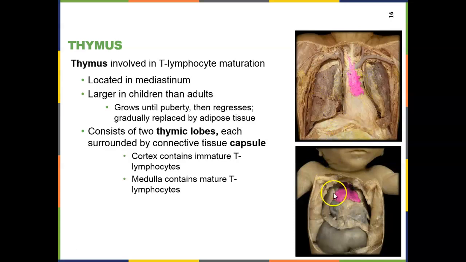The reason for that is we are producing our immune system during infancy and childhood. We already have our immune system as an adult. Okay.